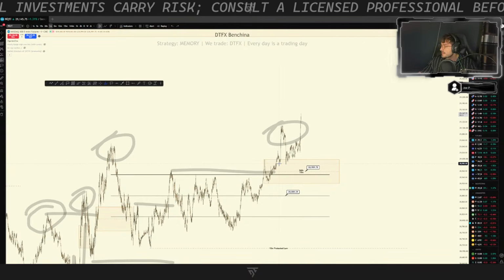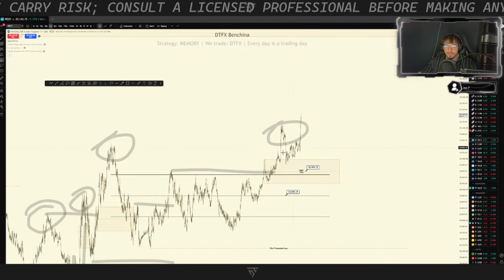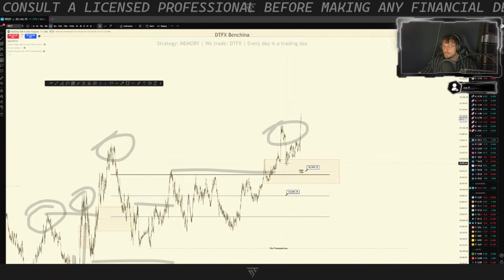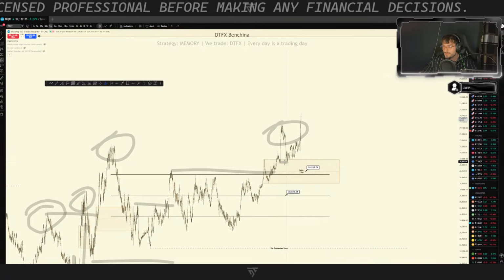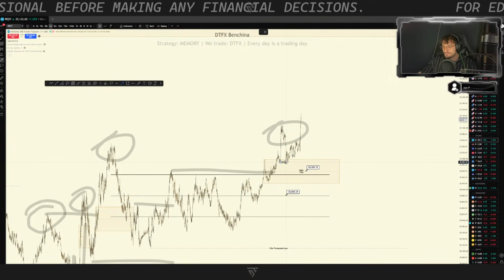We didn't put a body closure down below it, so no break of structure happened here, no MSS, whatever you want to call it, right? All that happened was us just wicking that low and just moving higher, sweeping the partial mitigation that I'm talking about, and then just moving higher.